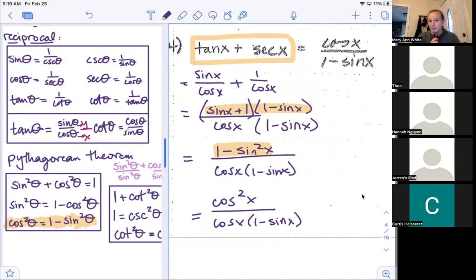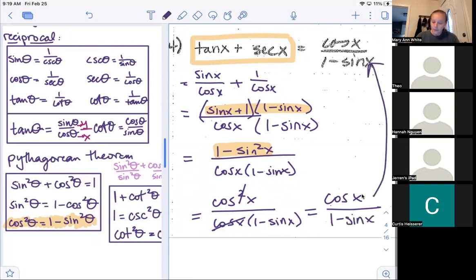Okay. Now that I'm here and I see where I want to go, what can I do now? Could you cancel one of the cosines on top and then the bottom one goes away? Yes, absolutely. I've got two cosines on top and I've got one on bottom. So I cancel out one of my cosines on top. So I just get cosine on top, and then the cosine in the denominator gets canceled. So I've got 1 minus sine x. And whoop, we made it. We're where we want to be.